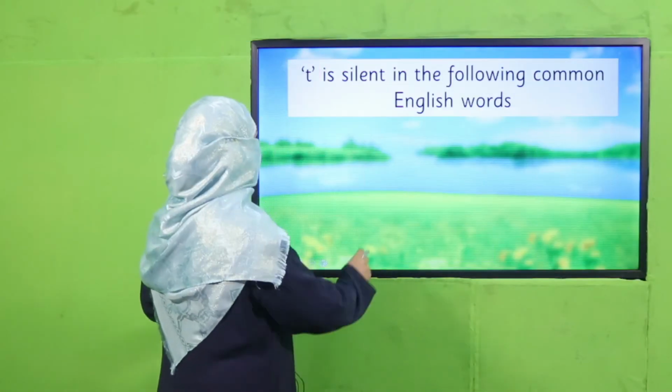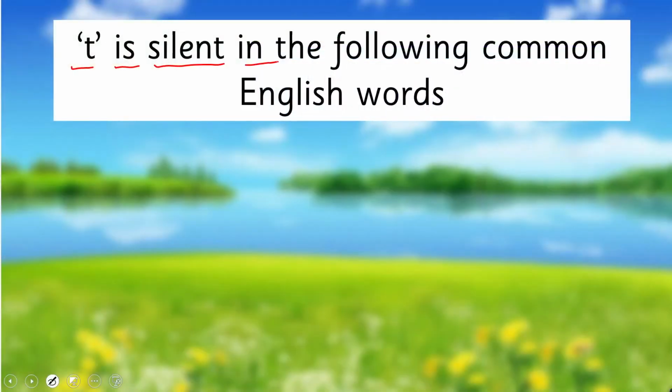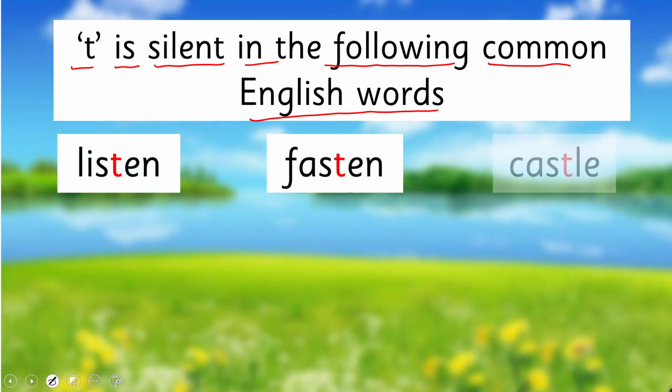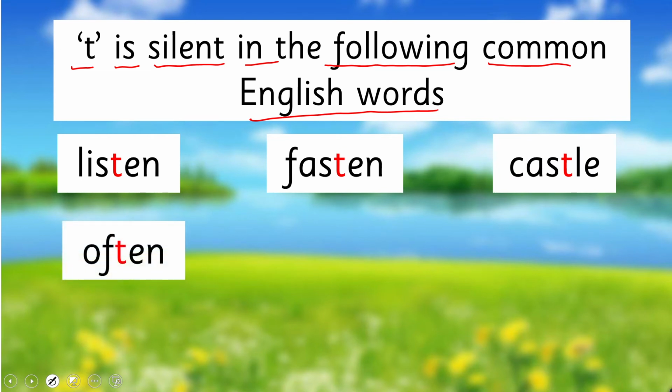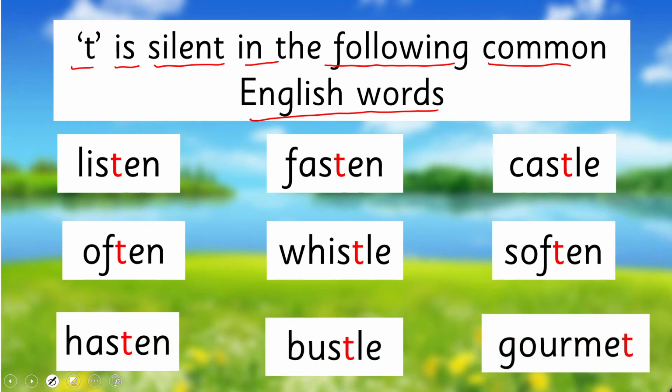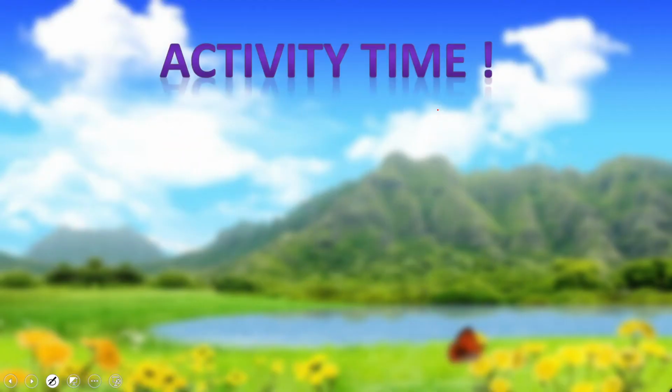All right. So next, T is silent in the following common English words. There are different words in which T is silent, and we have to increase our vocabulary for silent T. For example, listen, fasten, castle, often, whistle, soften, hasten, bustle, and gourmet. In all these words, T is silent.